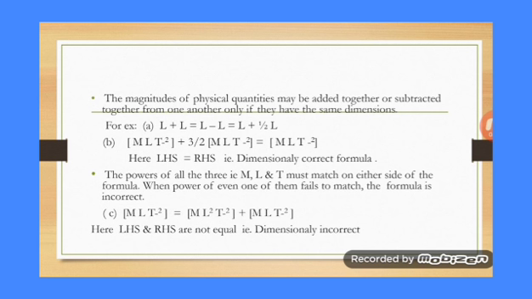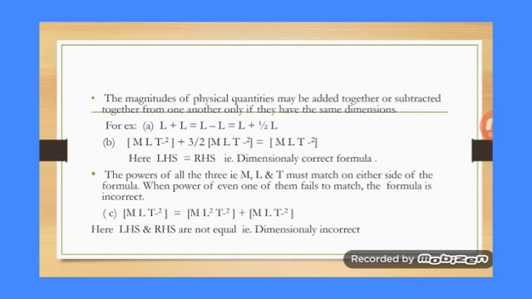If on the left side it is MLT minus 2 and on the right side it is equal to ML2T minus 2 plus half MLT minus 2, this will be incorrect because on the left side the dimension is MLT minus 2, but on the right side there are two different dimensions. One is ML2T minus 2 and the other is half MLT minus 2. Therefore, the given expression according to the dimension analysis will be incorrect.